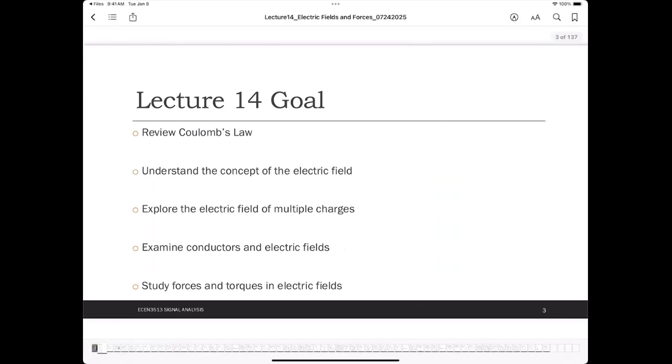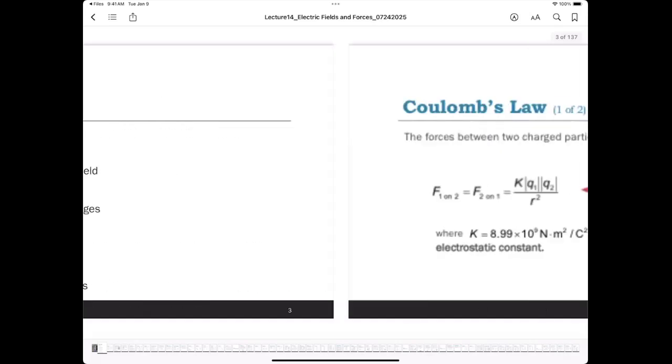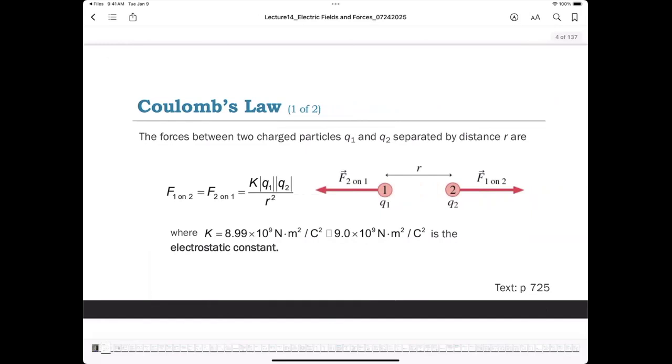Firstly, we will review Coulomb's law, and then we try to understand the concept of the electric field. Next, we will explore the electric field of multiple charges, and then we examine conductors and electric fields. Finally, we will study forces and torques in electric fields. This is what we will learn in this class. A lot, am I right? So let's continue.